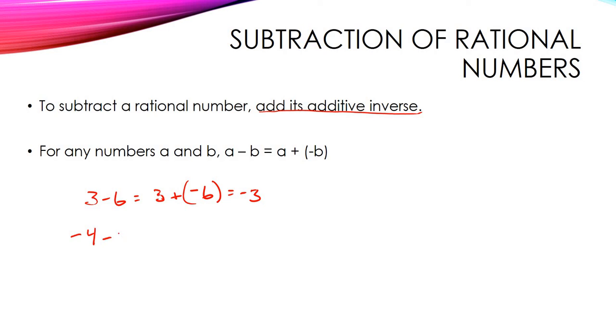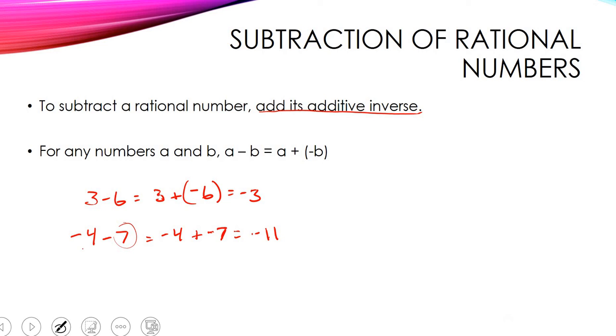Negative 4 minus 7. Subtracting a rational number, I'm going to add, the first number doesn't change, I'm going to add the inverse. Now I'm adding two negatives. I get a larger negative, negative 11.